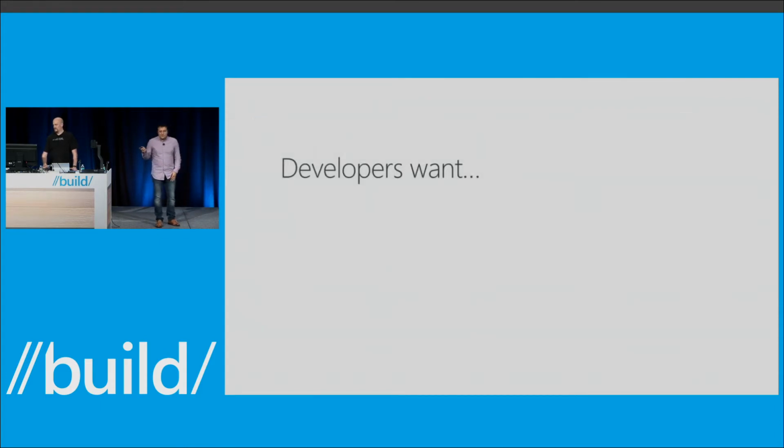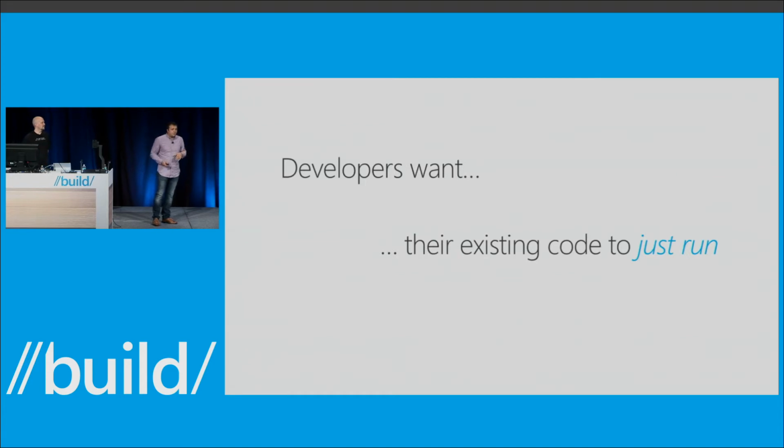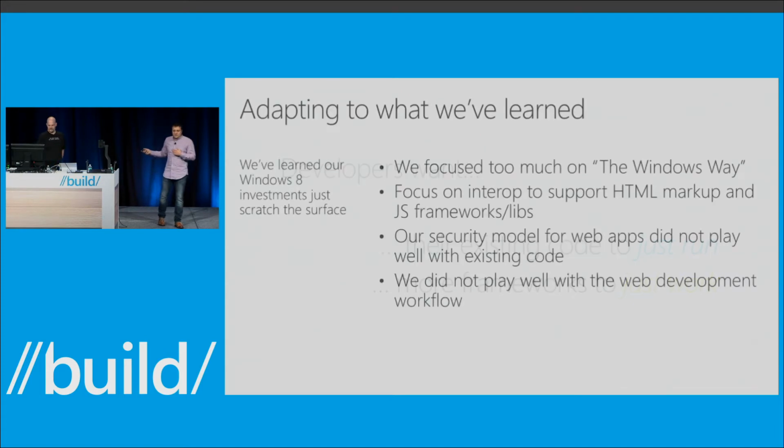We've been doing a lot of listening to developers, because even though we've made some of these investments, I'd say some were probably spot on, and some we might not have done in the right way, or they might not have been as used as they could have been. We really hear from developers that they just want their existing code to work, right? More frameworks to work. In the Windows 8 and 8.1 time frame, we didn't do the best job of that. We focused a bit too much on the Windows way of doing things. We weren't focused on interop heavily back in 8 and 8.1, but that's been the huge focus we've had for the Microsoft Edge engine.